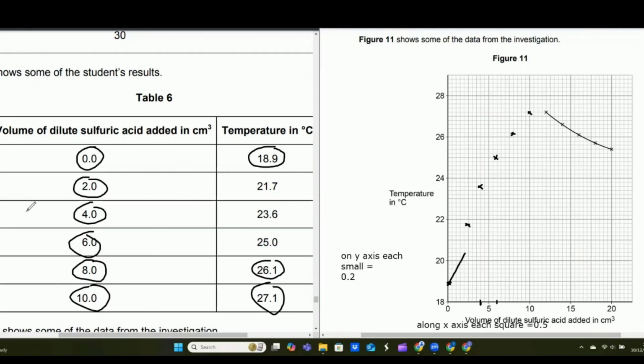So what we want to do is draw a line of best fit through all of these points. Now you can see the line they've already done is a curved line. So the line we're going to do here is also curved.